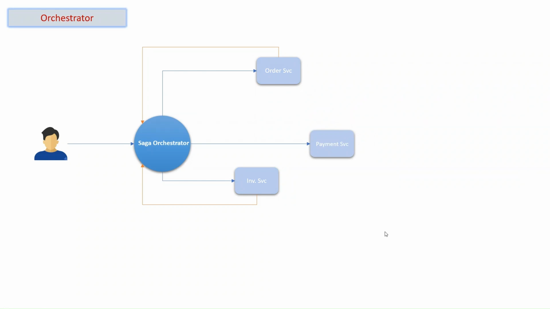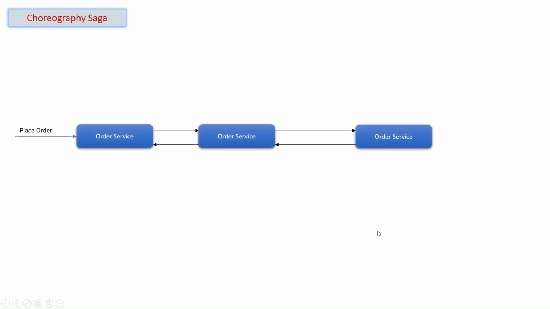If I talk about choreography in Saga, then there is no central control, and every microservice reacts to events. If any error occurs, then the compensation logic is executed by the other services. And the operation in choreography is done asynchronously in each microservice.